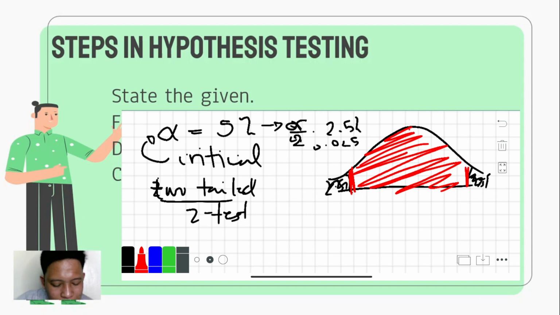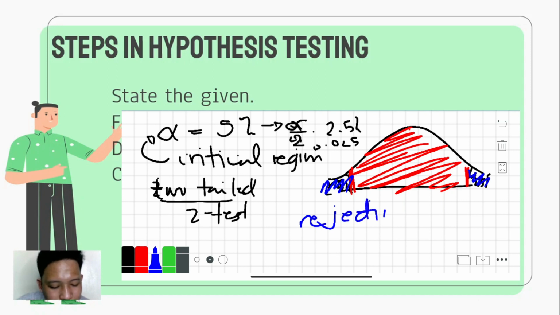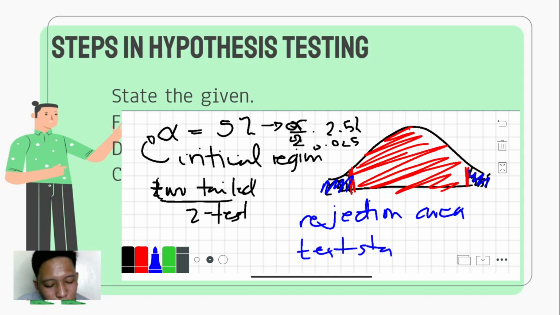And, ano naman po yung critical region? Yung critical region, ito naman po yun. Yung 2.5% at 2.5% sa kanan at sa kaliwa. And that is what we so-called the rejection area. If our test statistic falls on this rejection area, ibig sabihin, ire-reject natin yung null hypothesis. Remember na ang nire-reject po natin ay laging null hypothesis.